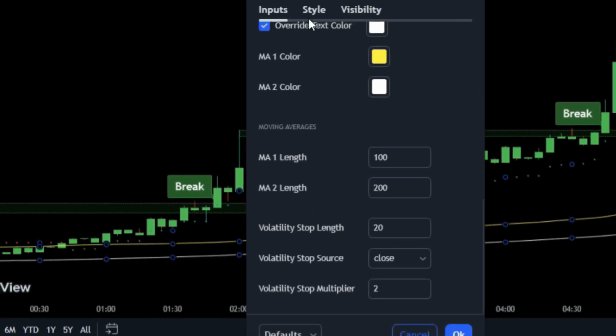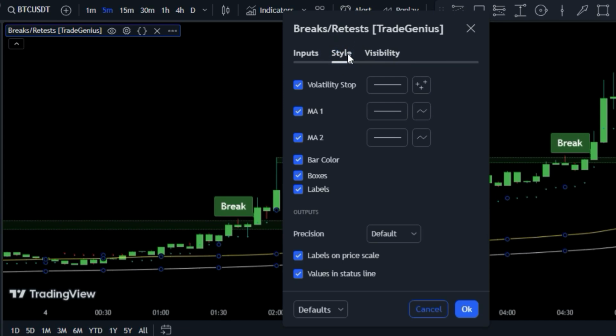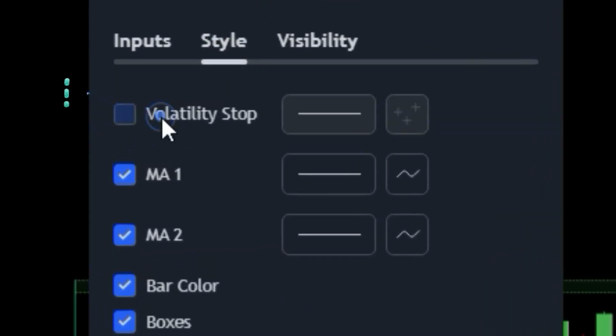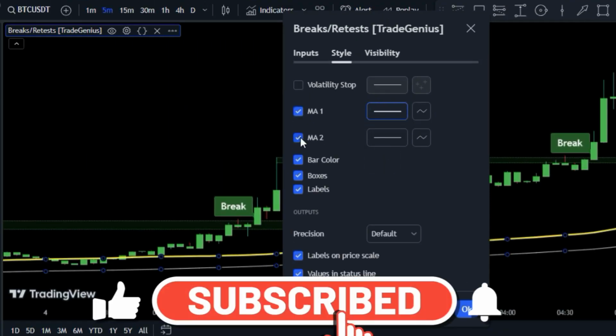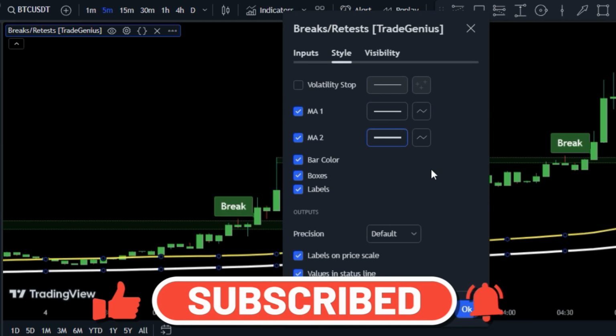Finally, let's head over to the Style tab. Here, we're going to turn off the Volatility Stop option. This will help declutter your chart and make it easier to read. Voila! Your indicator is all set up and ready to use.